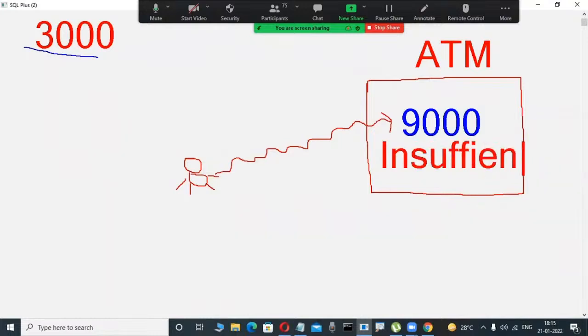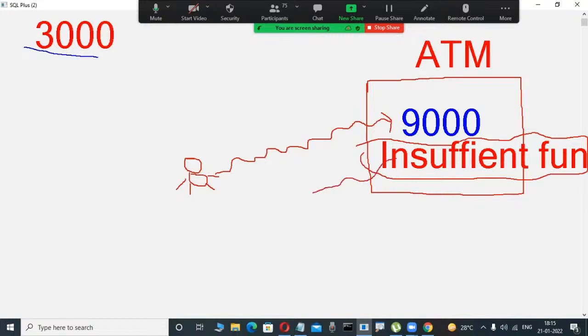Why? Because here your balance is low, 3,000, but you are trying to retrieve more than 3,000, that is 9,000, 8,000, 7,000 like that. How is it possible? In that case only, the insufficient funds message will be displayed. But how is this message possible? Does the ATM center know?